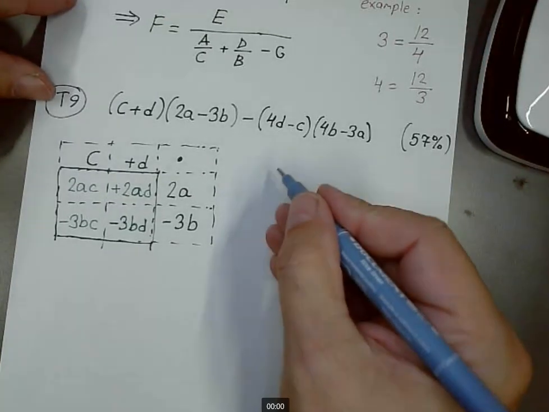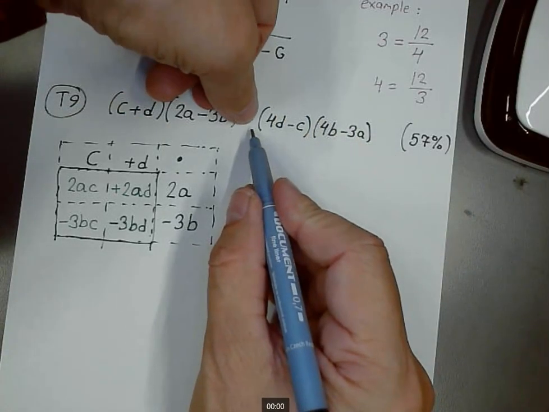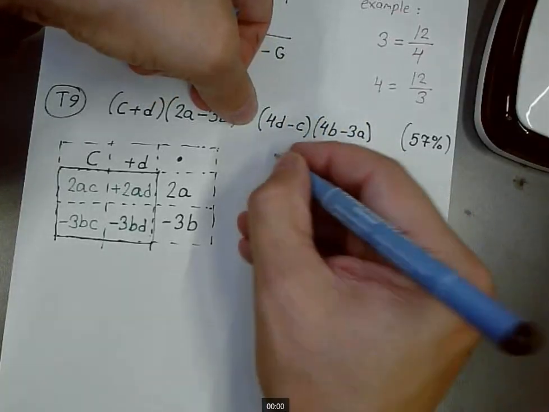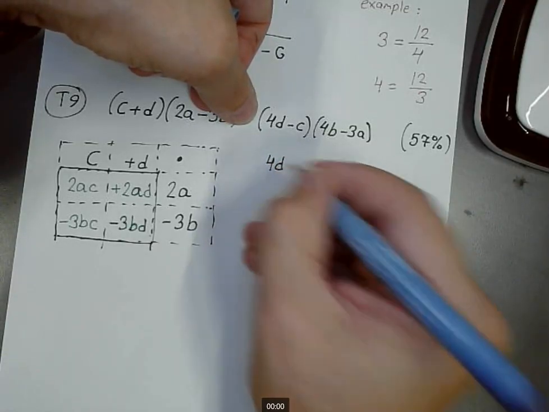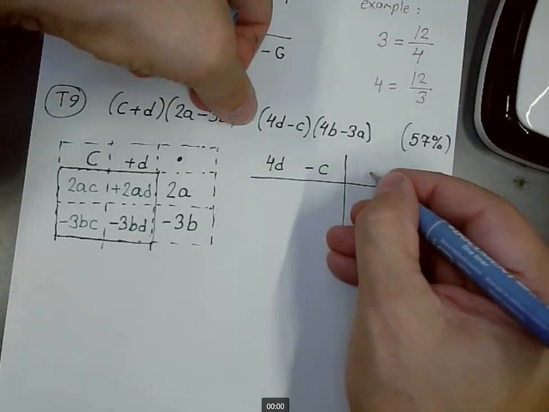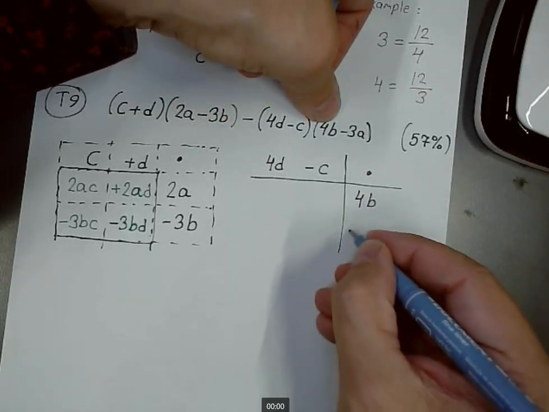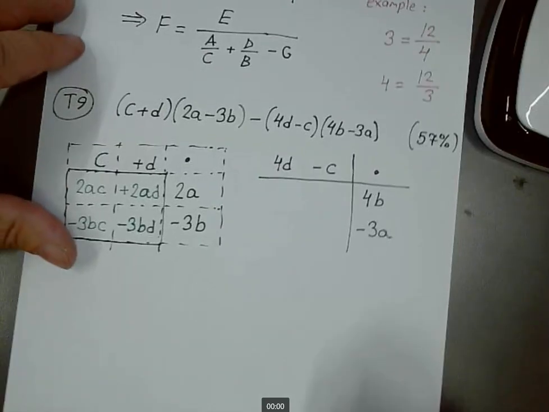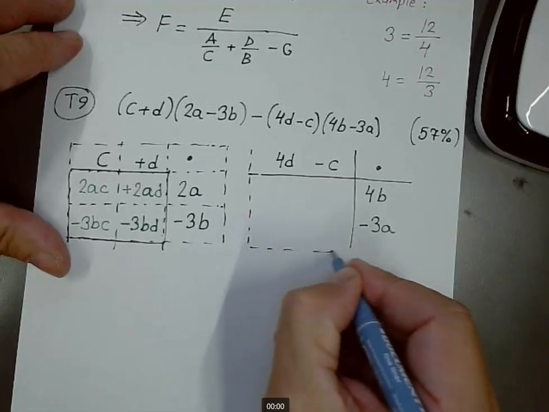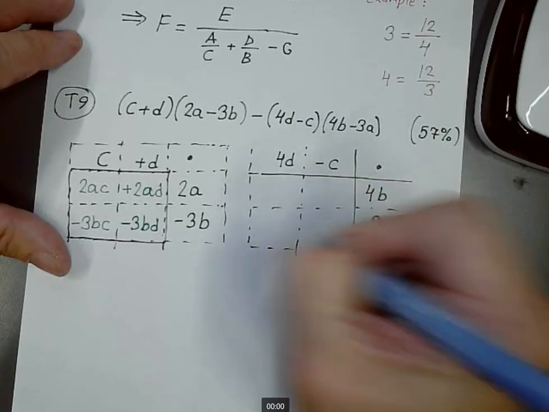And I will do the same with this here. I don't mind the minus sign yet. I only count what's shown here. So I do the same. We have 4d minus c, and we make a table. Then we have 4b minus 3a. And again, we have some kind of table here, or like an Excel sheet.